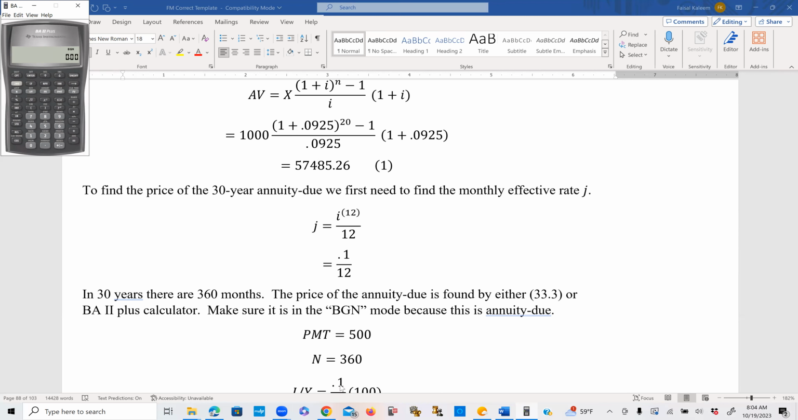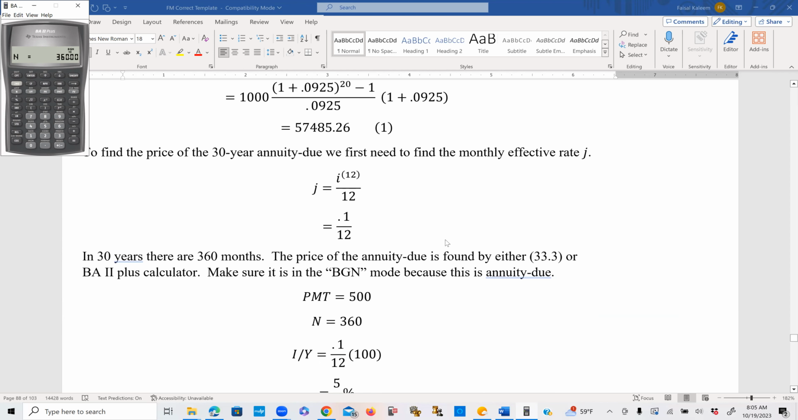So my data: the annuity due that we purchase is providing a payment of 500 per month. So 500 is the PMT, and then N is 360 months. So 360 is the N.